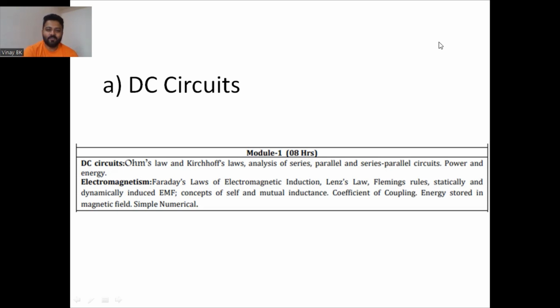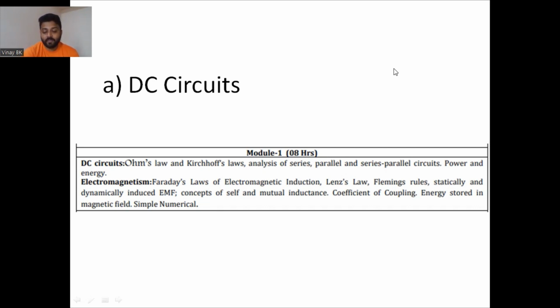So in this video, I'm going to start module 1 of Elements of Electrical Engineering for first year students. Module 1 has two chapters. One is DC circuits, another one is electromagnetism. DC circuits include Ohm's law, Kirchhoff's laws, analysis of series, parallel, and series-parallel combination circuits. And also it has power and energy with a simple numerical.